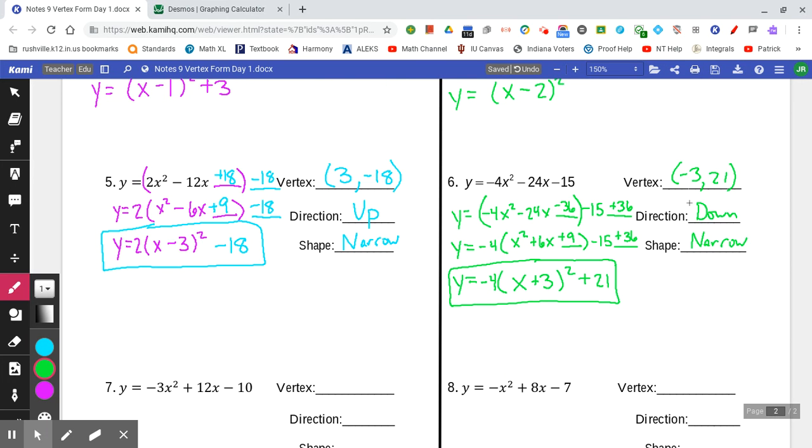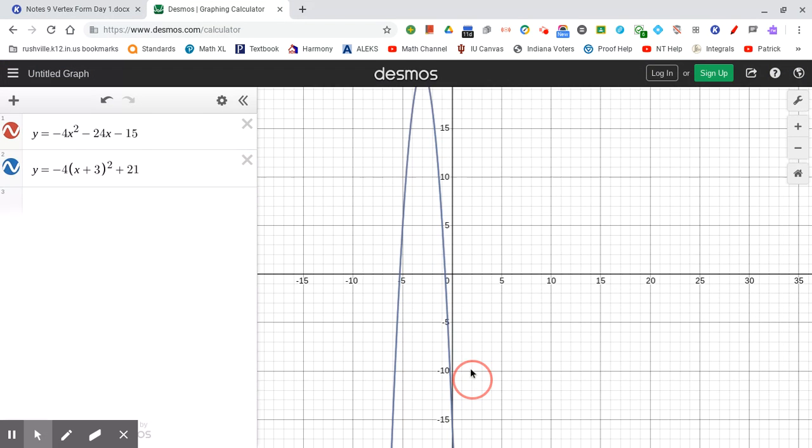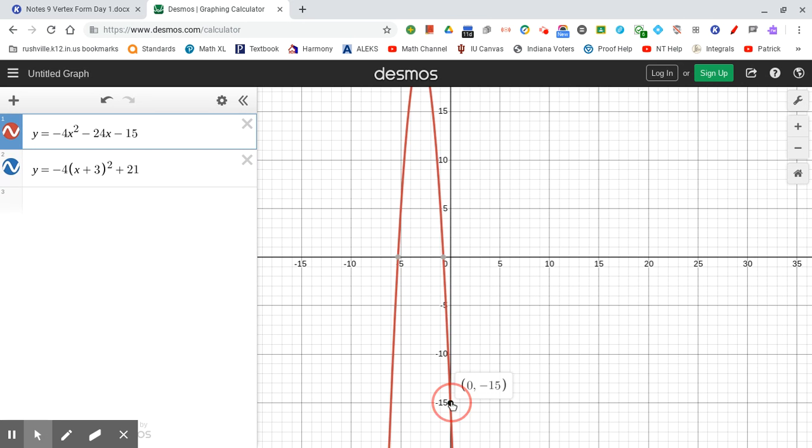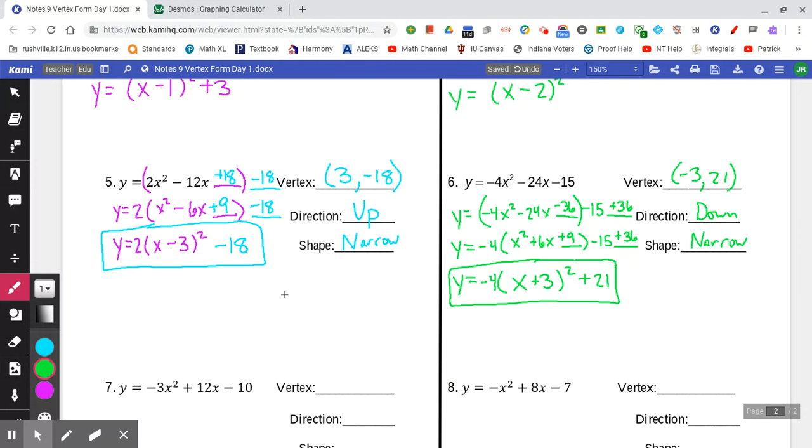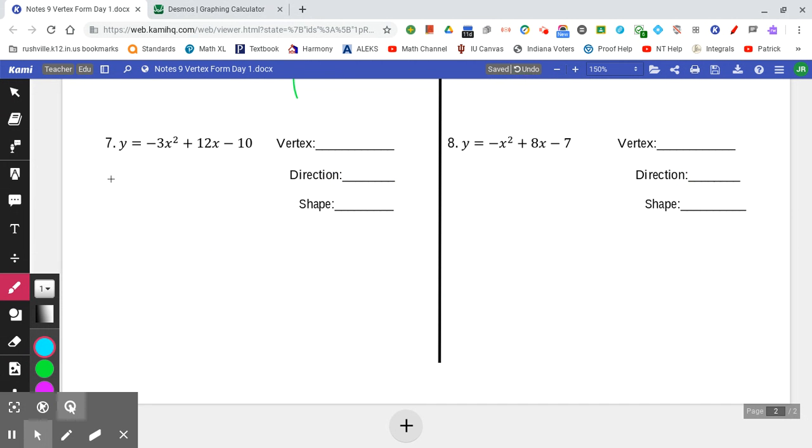So again, I could fill all of this out without using my graphing calculator because I had now put it into vertex form. All the standard form was good for was telling me that I have a y-intercept down at negative 15, and I can verify that right here. Let's do a few more examples.